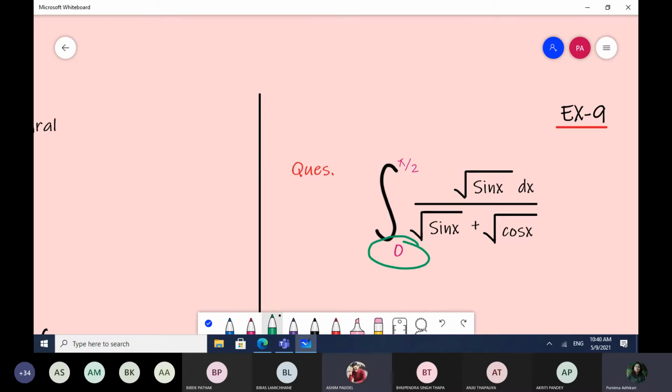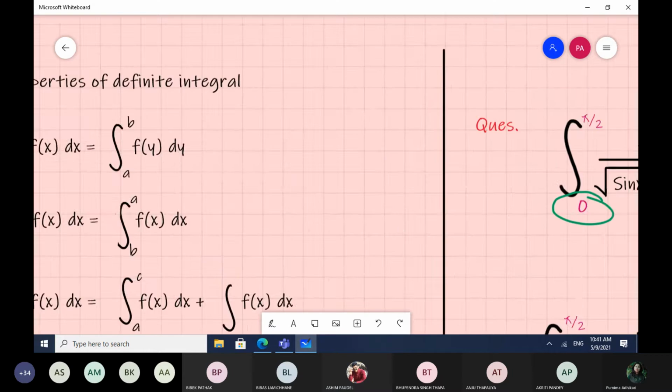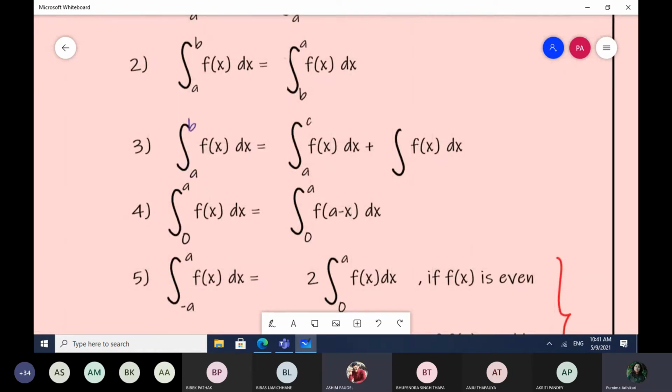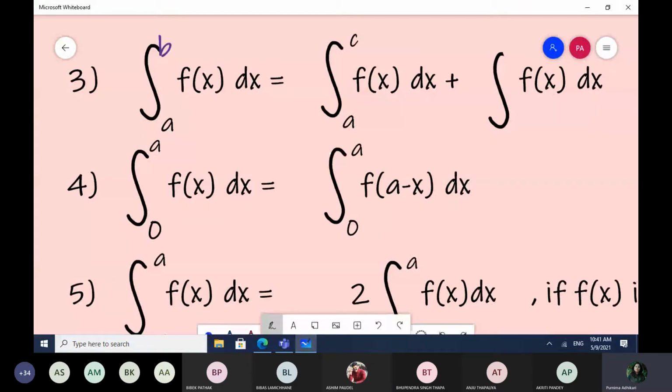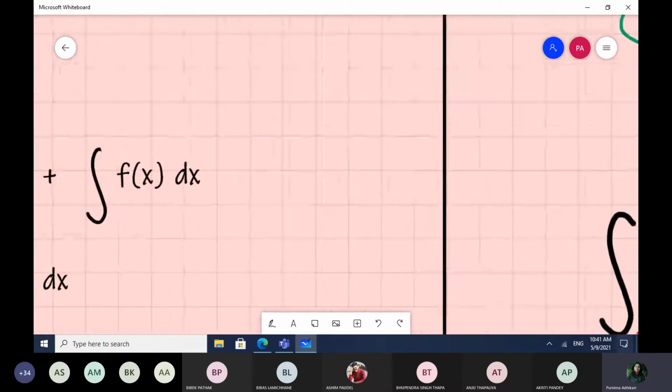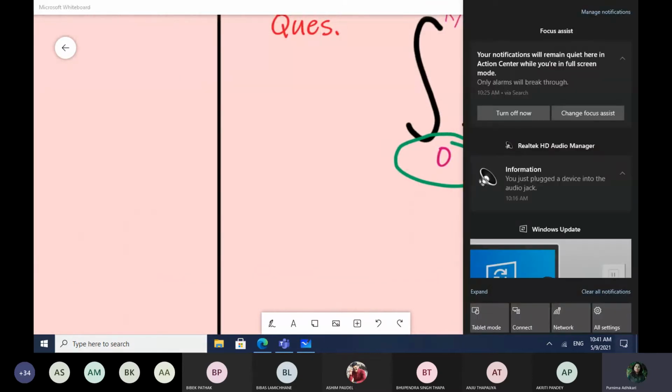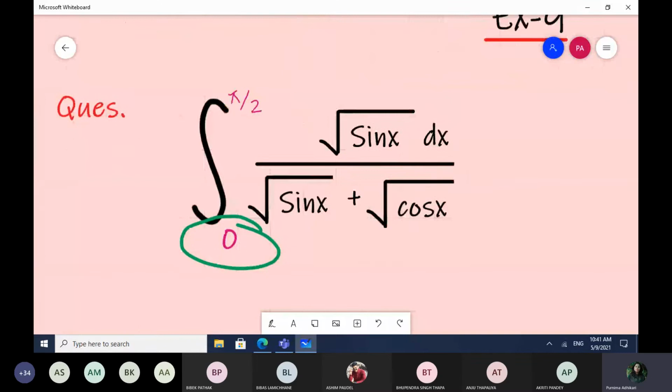You see, the lower limit is 0. King's rule, property number 4. We are going to use property number 4. What are we going to do? In place of x, we replace it by upper limit minus x. Wherever there is x, replace it by the upper limit, that is pi by 2 minus x.